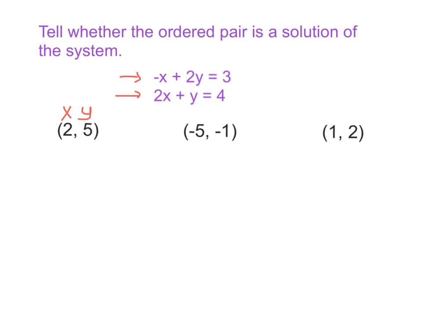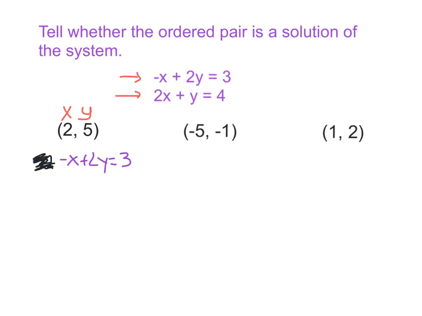So, for our first one, negative x, now x is 2, right? So let's back up one quick second here. Sorry about that. Let's just get rid of this for a second. Okay, so I'm going to rewrite my equation first, which is why I kind of paused. So let's rewrite this first equation, negative x plus 2y equals 3.